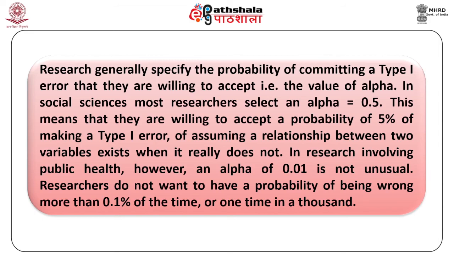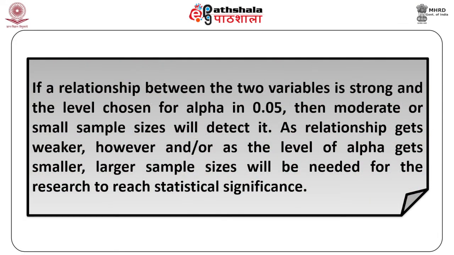In research involving public health, however, an alpha of 0.01 is not unusual. Researchers do not want to have a probability of being wrong more than 0.1% of the time, or one time in 1,000. If a relationship between the two variables is strong and the level chosen for alpha is 0.05, then moderate or small sample sizes will detect it.